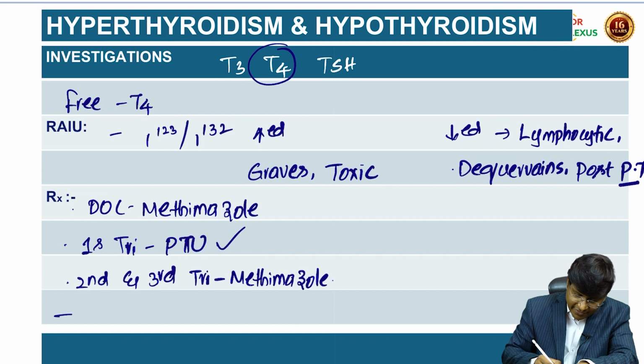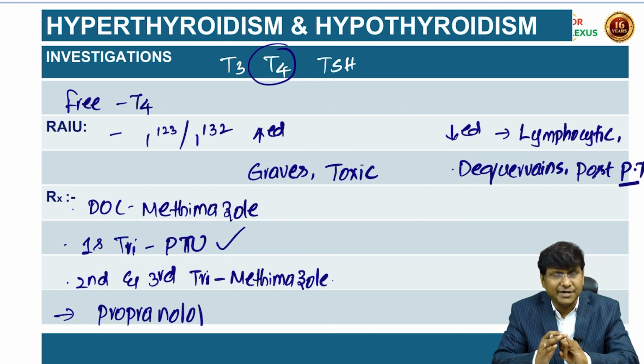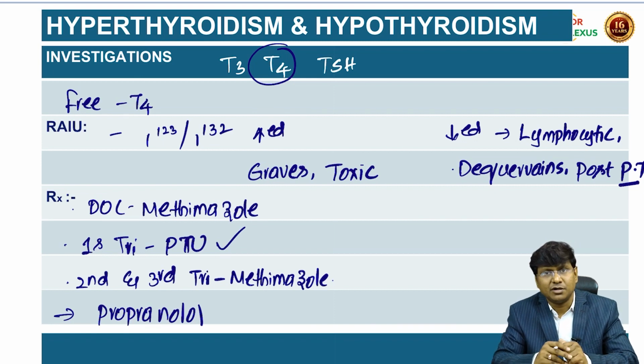The other drug required for hyperthyroidism is propranolol, that is a beta blocker. It is given for reducing the anxiety and the tremors, and it will also reduce the conversion of T4 to T3. That is the reason why we give propranolol.